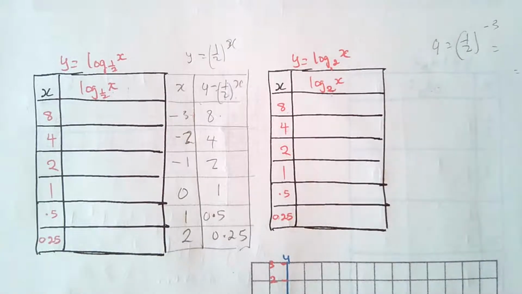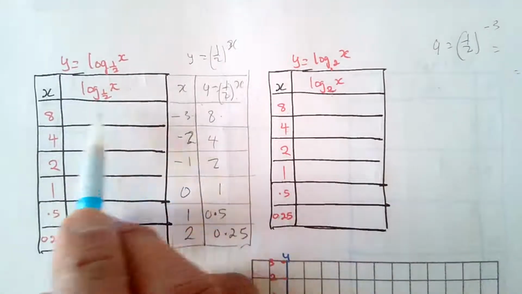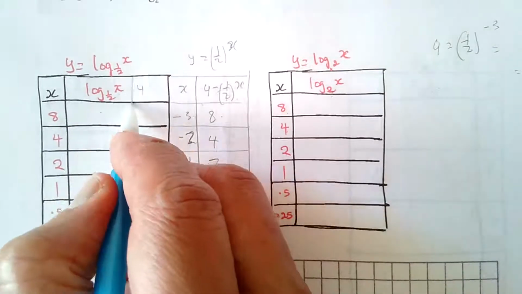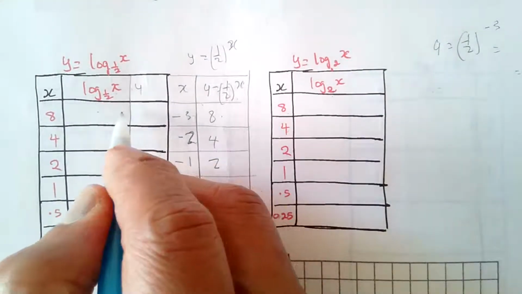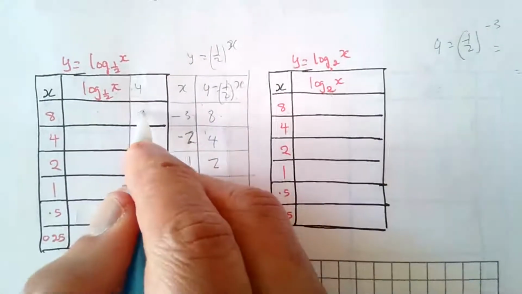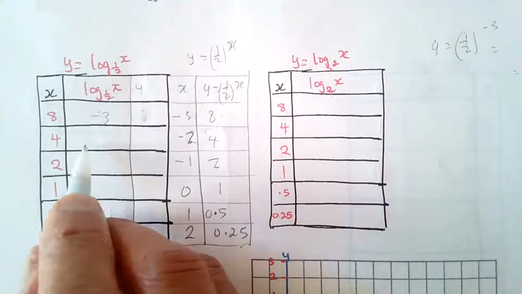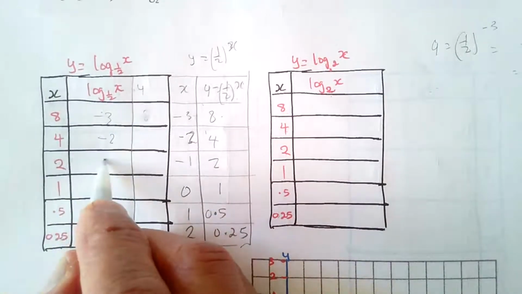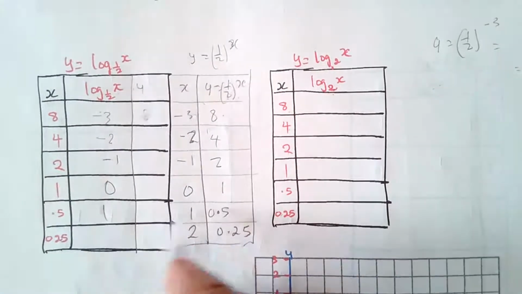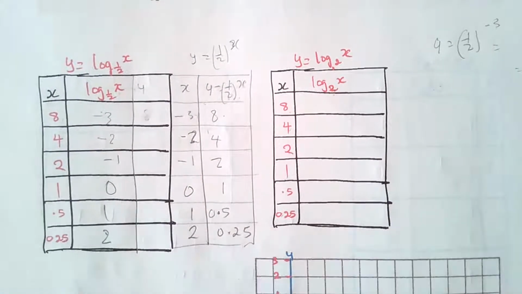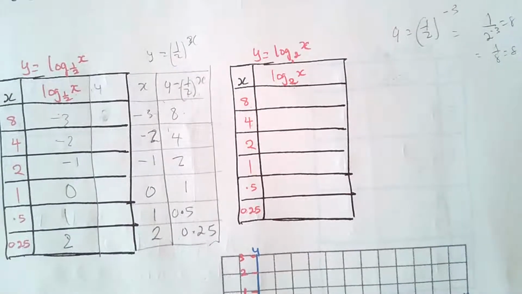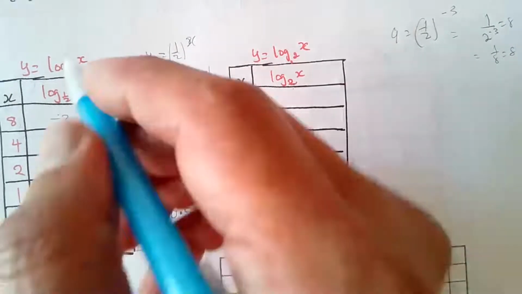Okay, so now to find the log, we interchange it. So 8, the y here will be equal to 8. Oh, no, -3, because I'm interchanging them. This will be -2, then -1, 0, 1, and 2. So that's my log to the half of x.